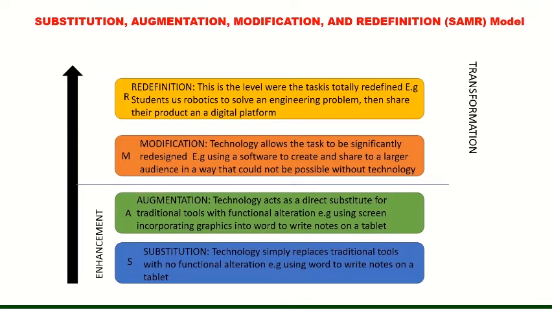If you think about it like Bloom's taxonomy, and you're thinking about the modification and redefinition as like what we call the higher order thinking skills, this is where you're most likely to be able to bring in the creativity, the collaboration, the communication, and the critical thinking of the 4 C's.